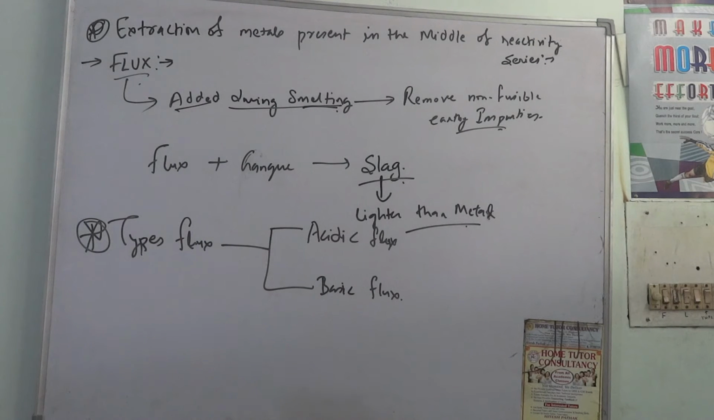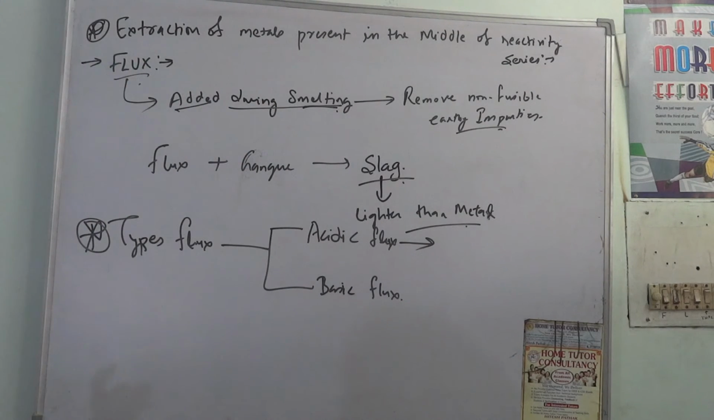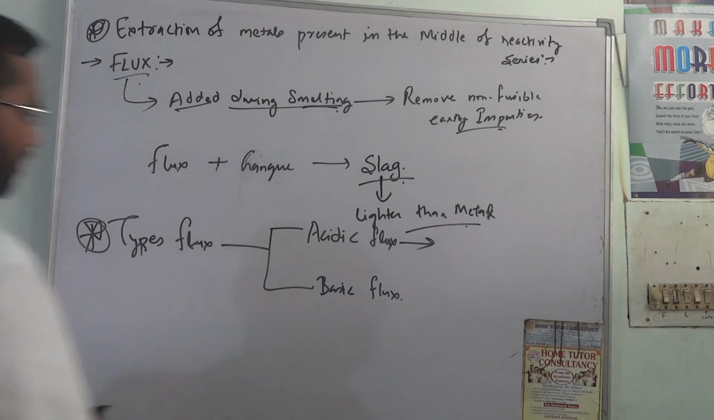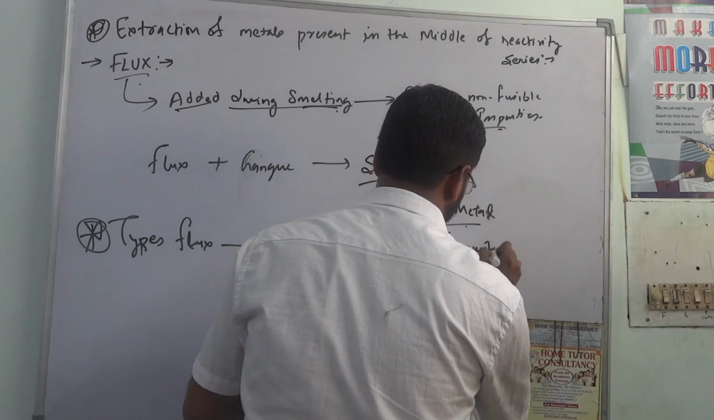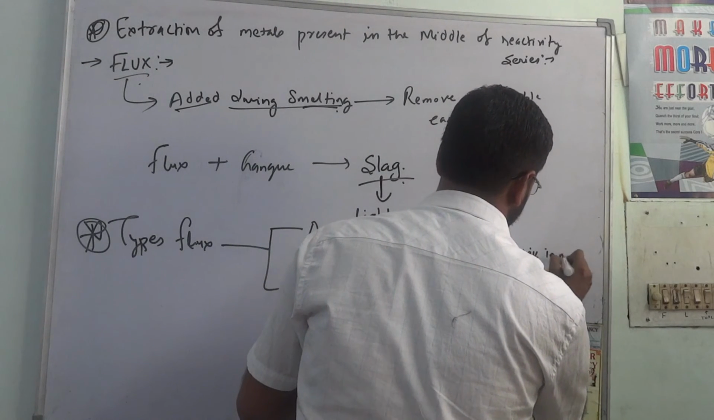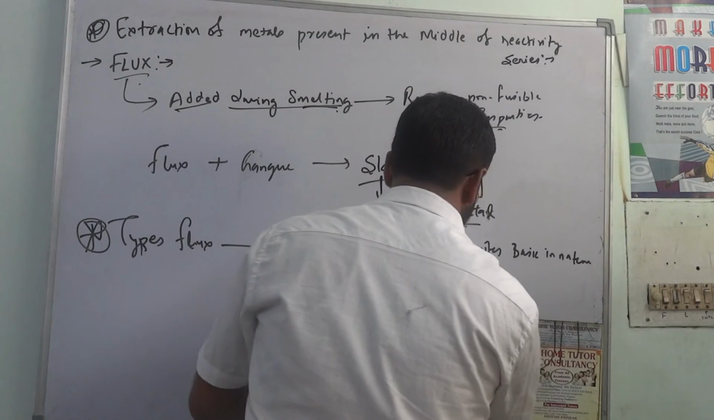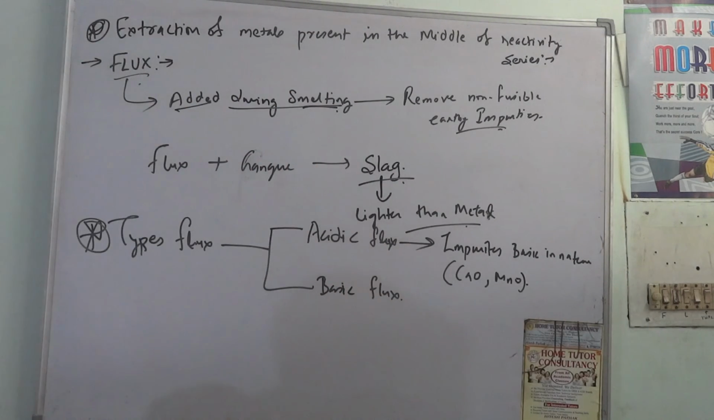Acidic flux is used if the impurities are basic in nature. Impurities being basic in nature means they are impurities of metal oxides. When impurities are basic in nature, then acidic flux is used.